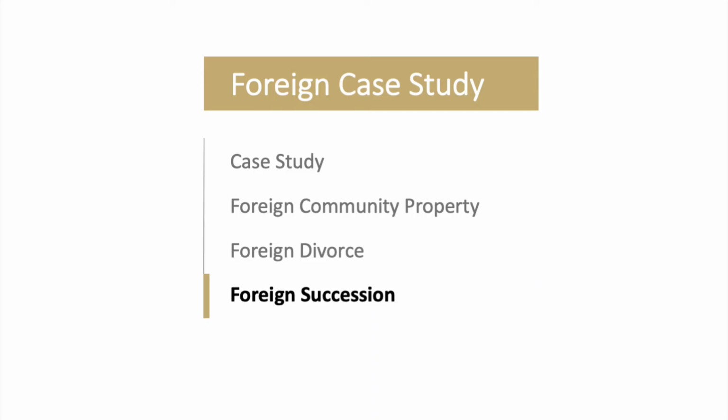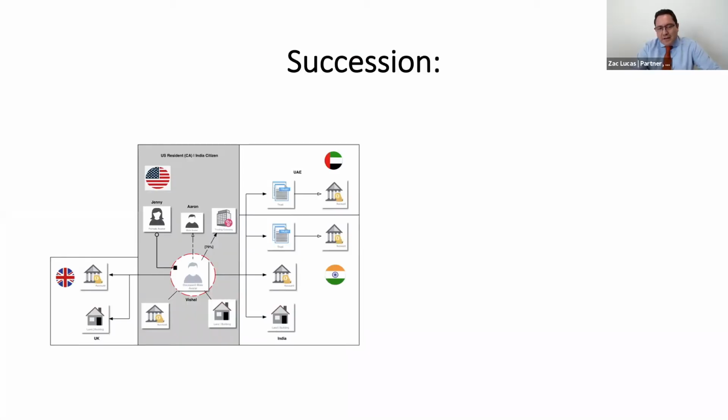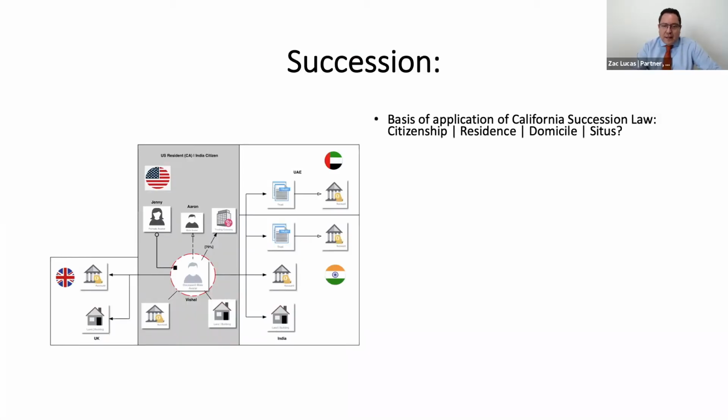Final section on this: succession. Here we have Vishal passing away whilst resident in California and retaining his Indian citizenship. What is the basis of application of California succession law? How does it actually kick in? Is it citizenship, residence, domicile, situs? How does it work? Is there forced heir rights under California law?